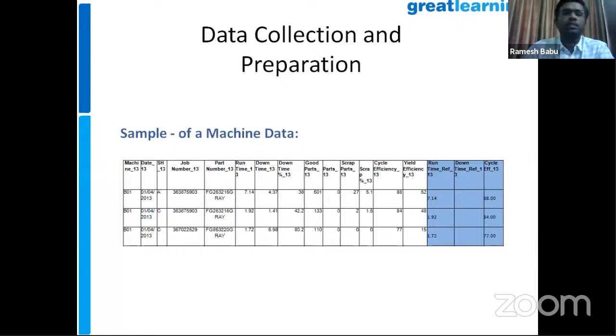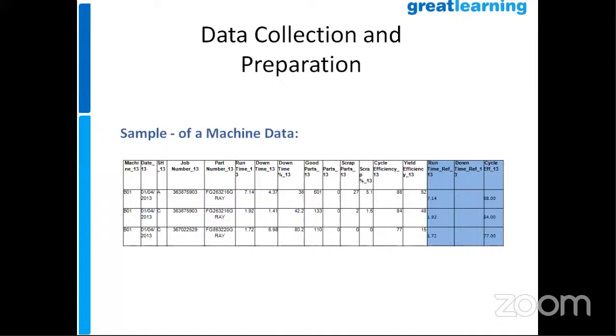So the challenge here is they want to understand the machine level of data. Which are the good performing machines, and which are the least performing machines? There is a concept in the manufacturing industry called overall equipment efficiency, OEE, right? This OEE will be calculated across all machines for each of the shifts, and for each of the parts being produced by the machines. From each shift, the percentage will be calculated, based on the parts being produced by the machine, the good parts as well as the bad parts, and what is the runtime and what is the downtime.